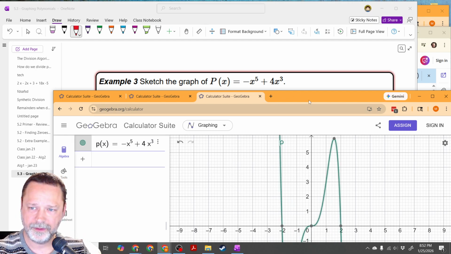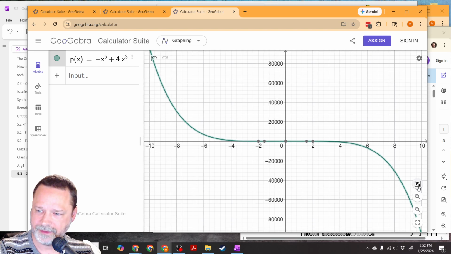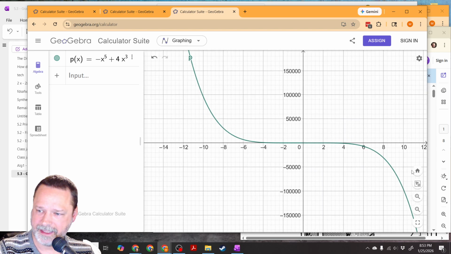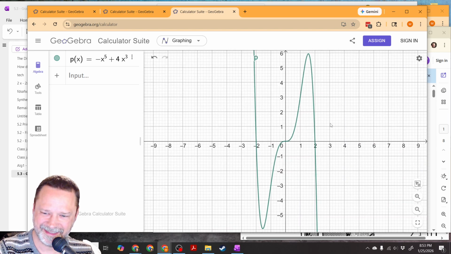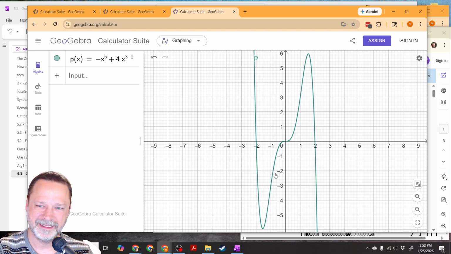And you'll see in GeoGebra, there's a zoom to fit. That zoom to fit is no good. Don't use it. Never use it. Instead, hit the home button. And we get a pretty decent view. We can zoom in, zoom out if we want. And it looks really good.